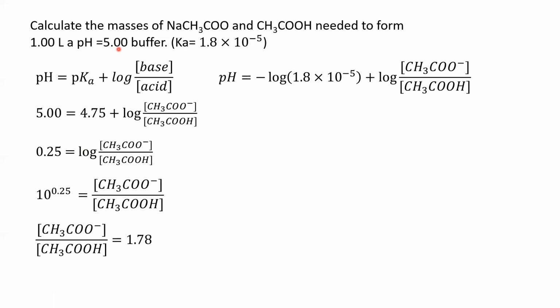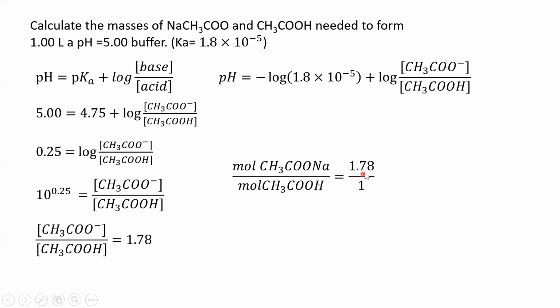But this time the question doesn't want to know what's the concentration. It wants to know what are the masses. Well, we know the concentration ratio, and we know we have a 1 liter solution, so we know the moles. And if we know the moles and we know the formulas, we can figure out the grams. So the mole ratio is going to be 1.78 base to 1 acid.